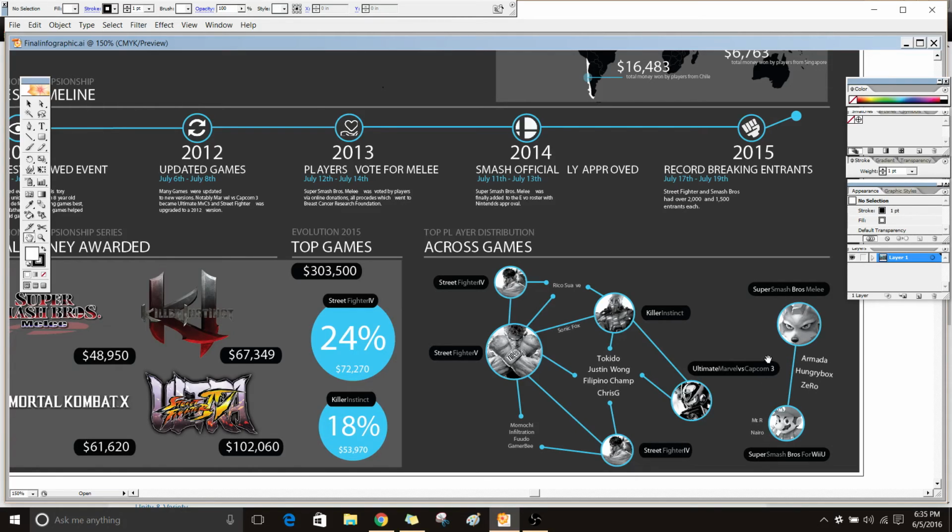And then over here, you can see that Armada, Hungrybox, and Zero play both games, and then Mr. R and Nairo play only this one game. And please note that these are top players only, not, of course, every single player, because there would be too many to list out.